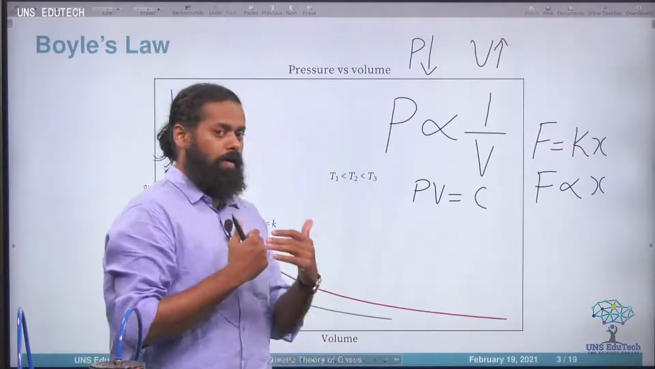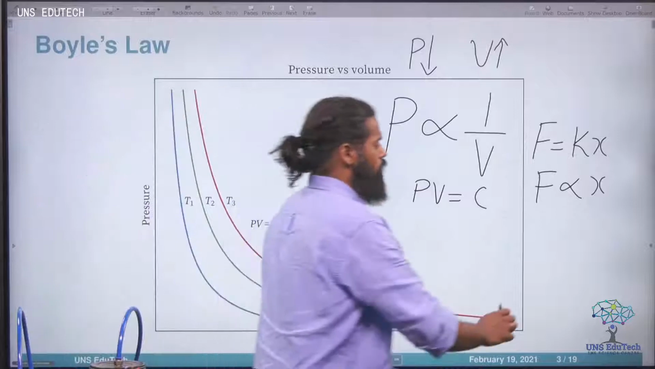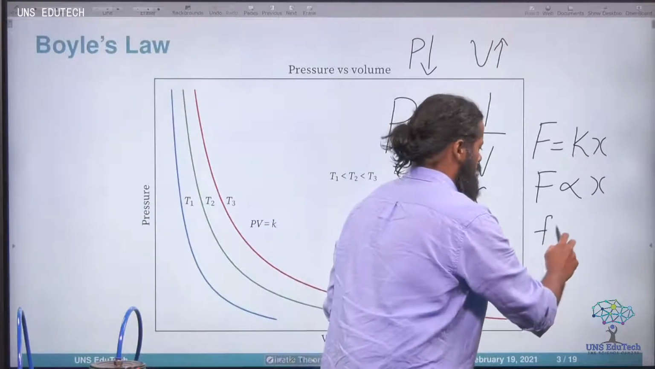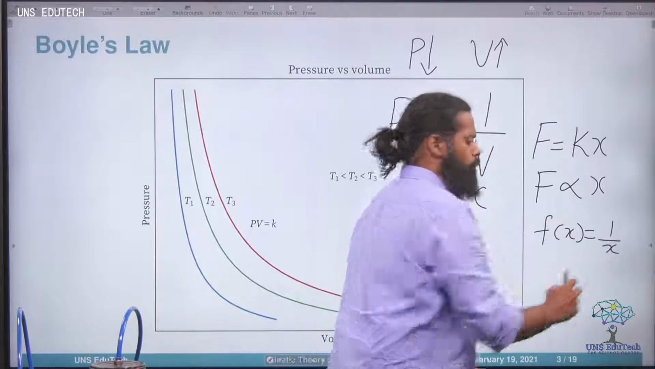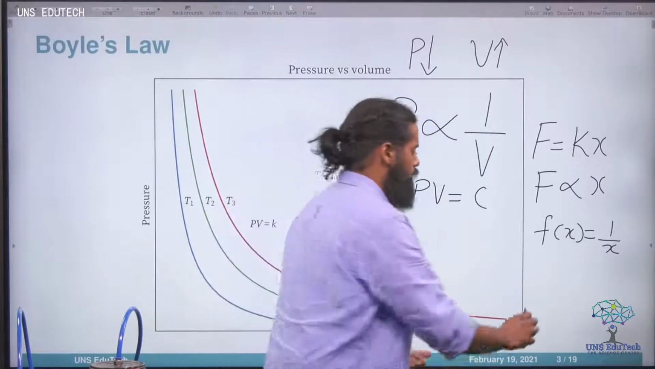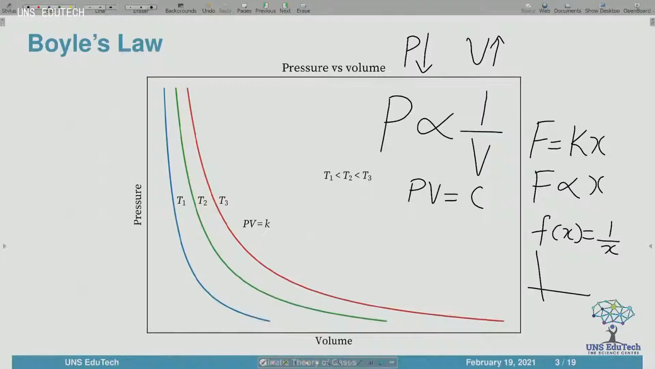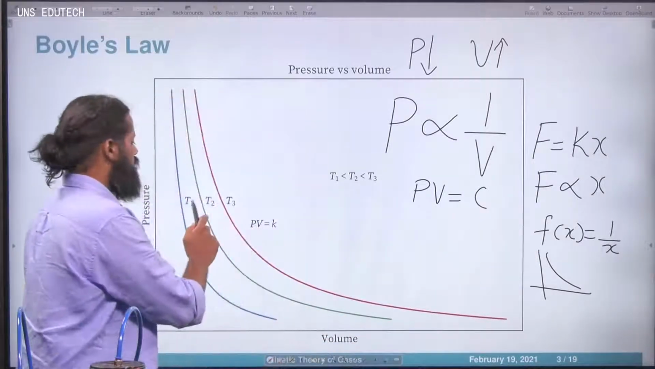Now if you are plotting this relationship, f of x is equal to 1 by x, this is not a linear curve. This is actually a different type of curve. If you plot it, you can see that the graph will be something like this. You can try this in any plotting software and check. There will be an inverse relationship, so that is why we are getting a graph like this.